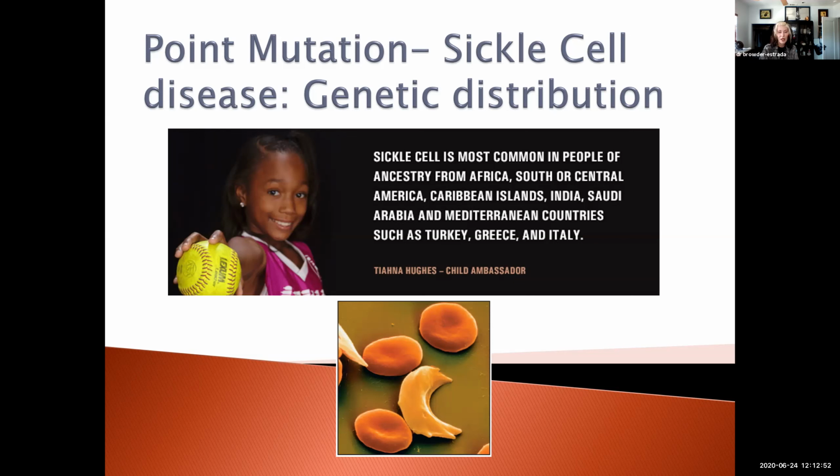So this little girl here, Tiana Hughes, was one of the US child ambassadors. She isn't the current one, but was before. And as you can see, she doesn't have any really horrific things going on with her at the moment. We have very good treatments for this nowadays. If you've got insurance or you have access to blood transfusion and some other types of treatments, they can really make a big difference. And not everyone who has a copy of the gene even knows that they're carrying a copy of the gene, because their symptoms can be fairly mild.